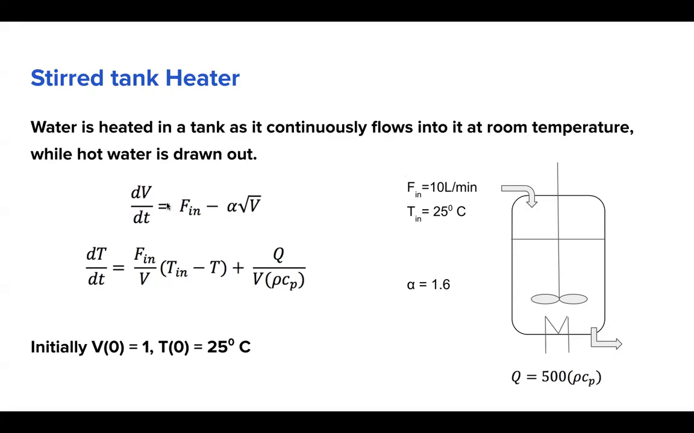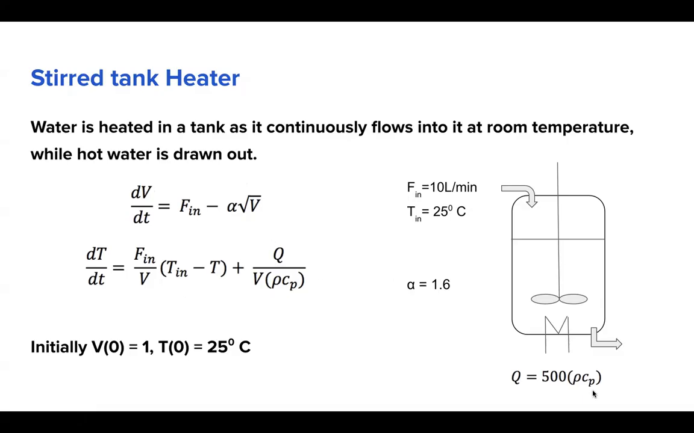For that, here you have two ODEs. This is a function of volume, dV by dt: volume as a function of time, you have an equation here. And this is temperature with respect to time, dT by dt. You have two equations. And the initial condition is at time t equal to 0, your volume is probably 1 liter, and your temperature is 25 degrees Celsius. You have all the other values given. Fin is a constant, 10 liters per minute, and alpha is also a constant, 1.6. Tin is 25 degrees Celsius. All these details have been given to you.